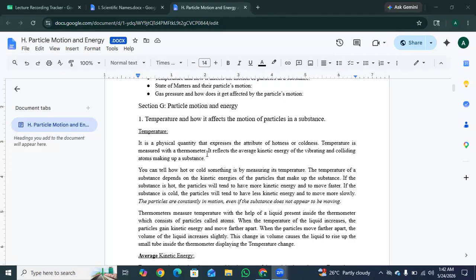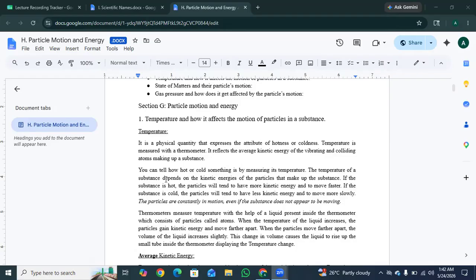Temperature is measured with a thermometer. It reflects the average kinetic energy of the vibrating and colliding atoms making up a substance. So basically, temperature is like how hot or cold something is, and it is measured using a thermometer. Okay, you can tell how hot or cold something is by measuring its temperature.